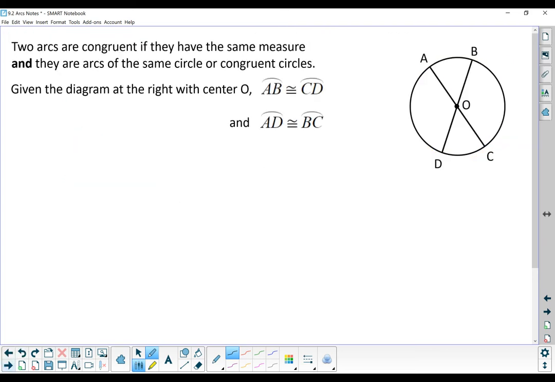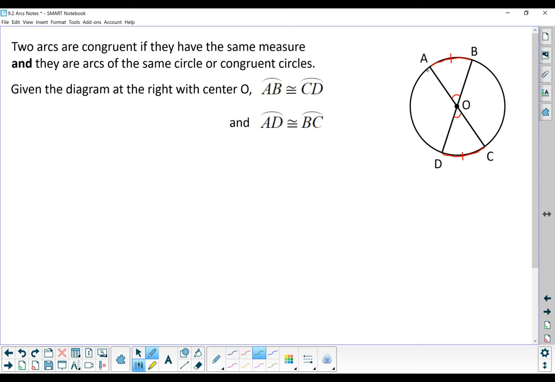Okay, two arcs are congruent if they have the same measure and if they're arcs of the same circle or congruent circles. So given this diagram on the right here, arc AB, this arc right here at the top, is congruent to arc CD. Now that's because they have the same arc measure. We know that because they have the same angle. Those are vertical angles. And they're on the same circle. So those two arcs are congruent.